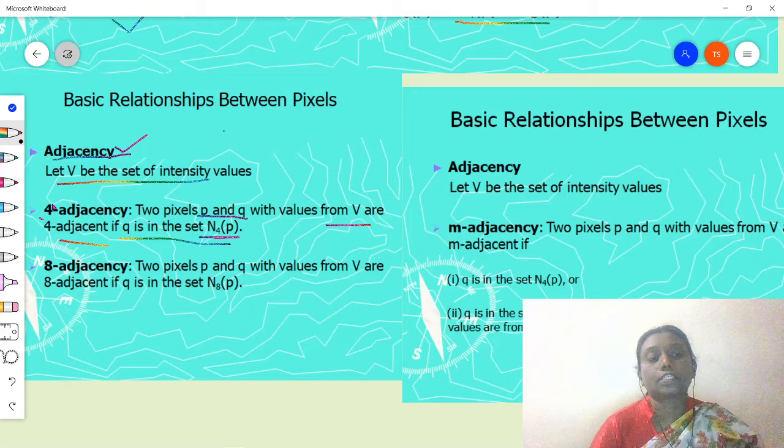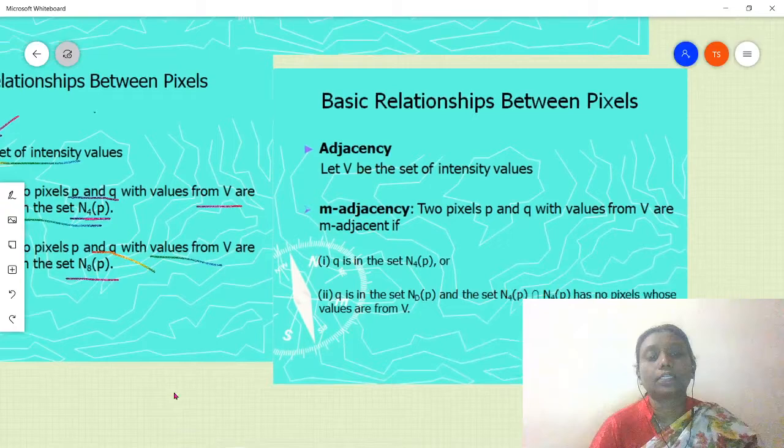And now coming to the eight adjacency: for two pixels P and Q, to check whether these two are adjacent or not, we take the values from V, the intensity values. They are 8 adjacent if Q is in the set N8 of P. Okay, then we can define this.